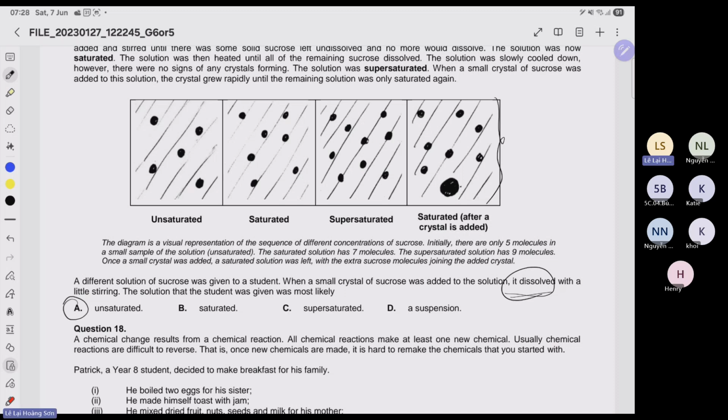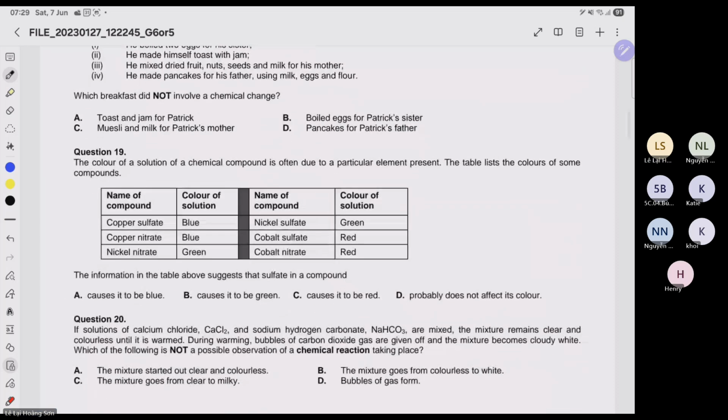All right, moving on to question number 19. We have these compounds with their colors. The information suggests that sulfate causes it to be blue. Copper sulfate is blue. Nickel sulfate is green. So sulfate does not cause the color to be blue or green. This is incorrect. Cause it to be green? No, because copper(II) sulfate is blue. So it's not.